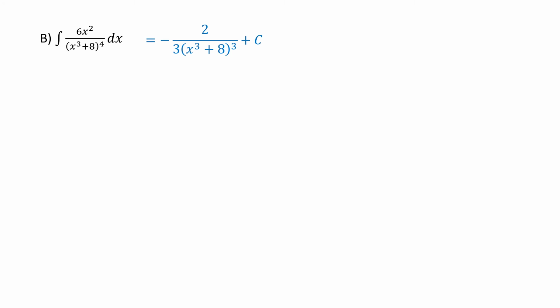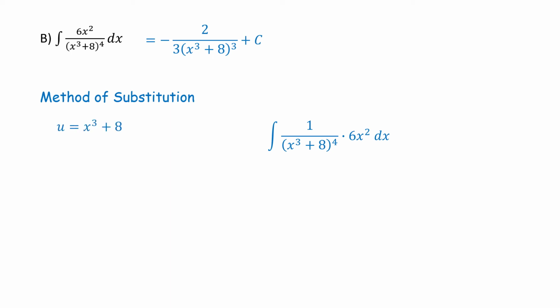Integrate 6x squared divided by the quantity x cubed plus 8 to the power of 4 dx. We'll practice the method of substitution here. First thing I would do is rewrite that integral to read the integral of 1 divided by the quantity x cubed plus 8 to the 4th times 6x squared dx. We need to construct our composite function. The inside function is x cubed plus 8, so I'm going to let u equal x cubed plus 8.